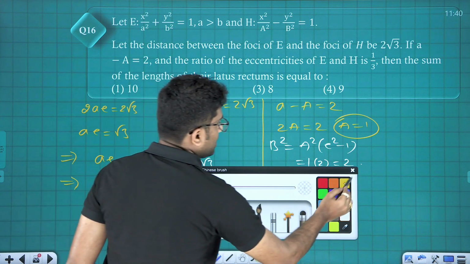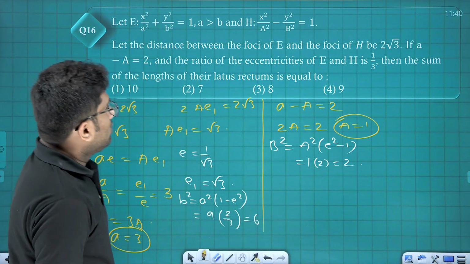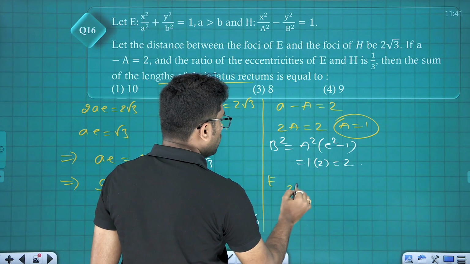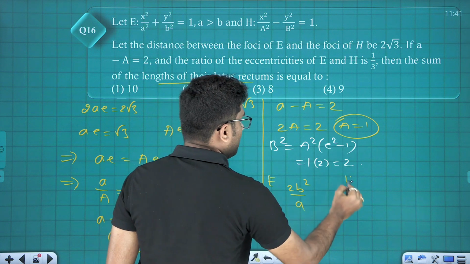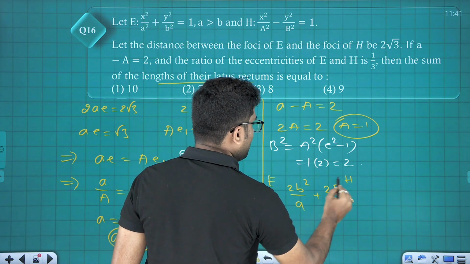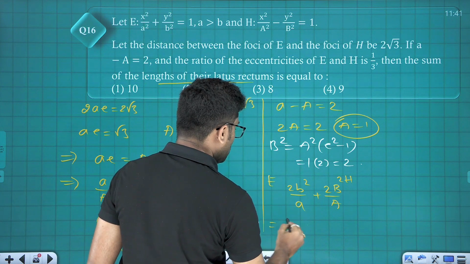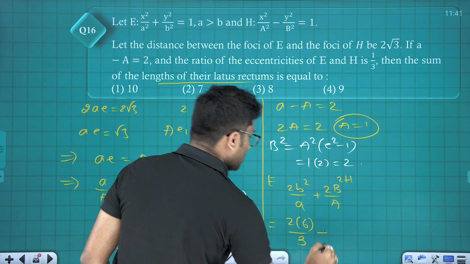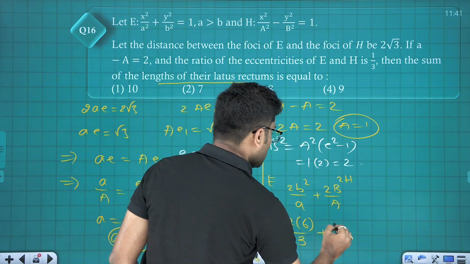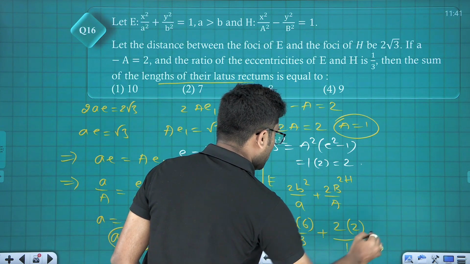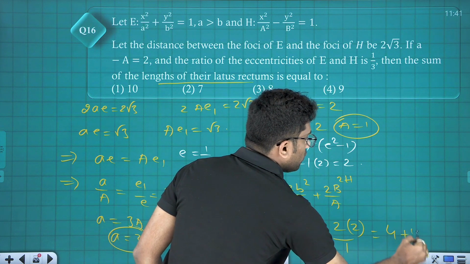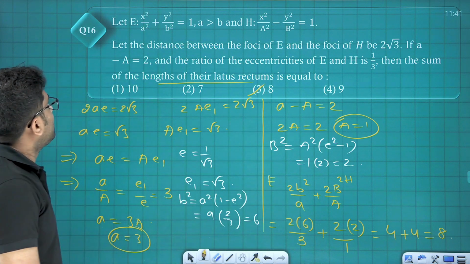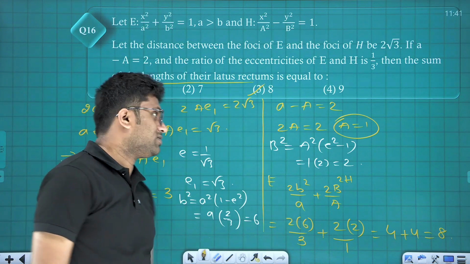So now what are they asking? The sum of the lengths of the latus rectum. For the ellipse, it is 2b square by a. For the hyperbola, it is again 2 capital B square by capital A. So 2 into b square, which is 6, by 3, plus 2 into B square, which is 2, by 1. 12 by 3 is 4, plus 4, which is equal to 8, friends. The sum of the lengths of the latus rectum is 8. 4 plus 4 is equal to 8.